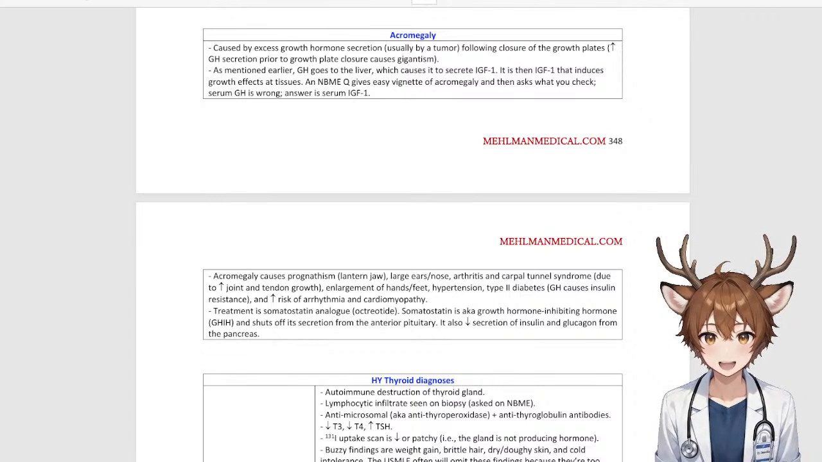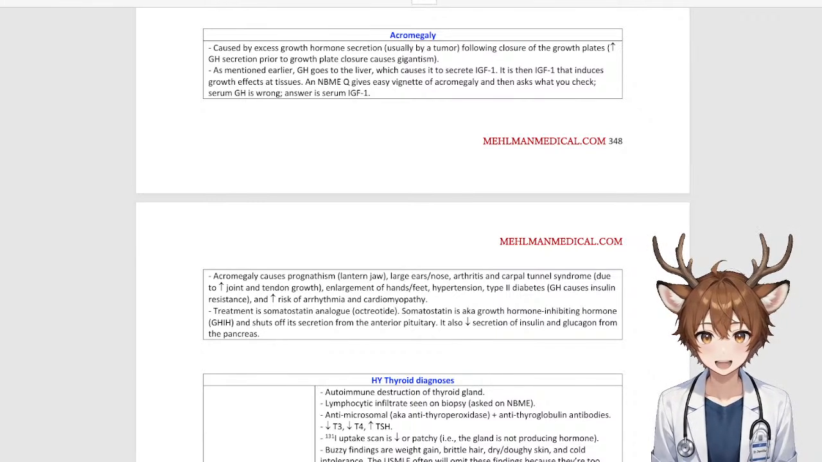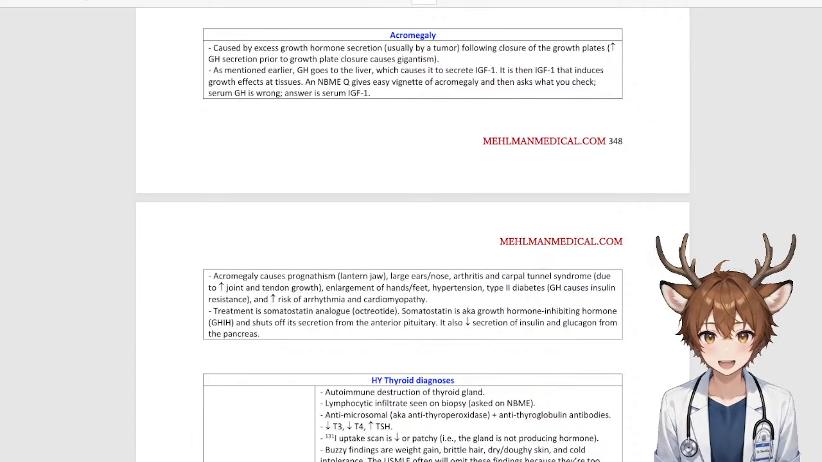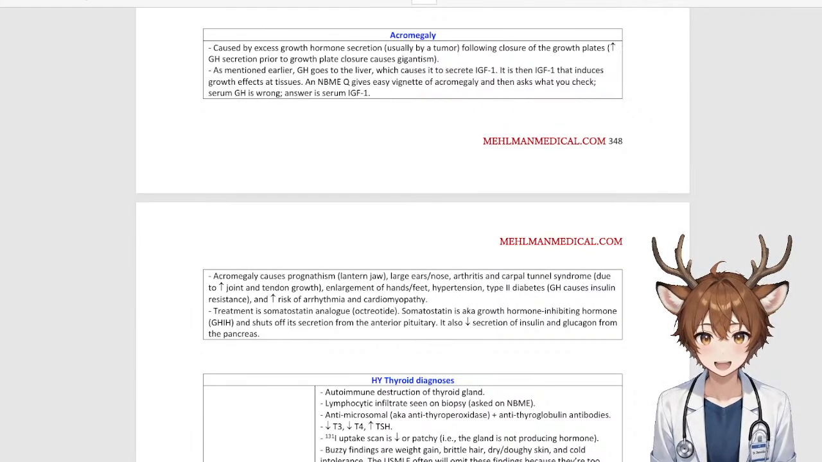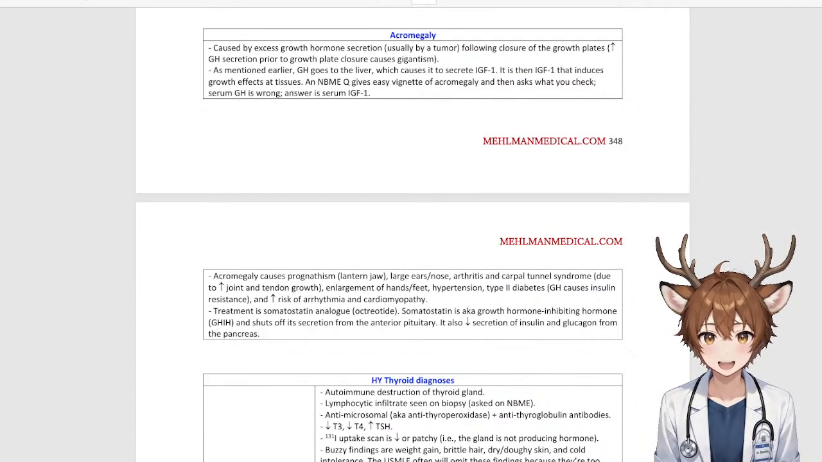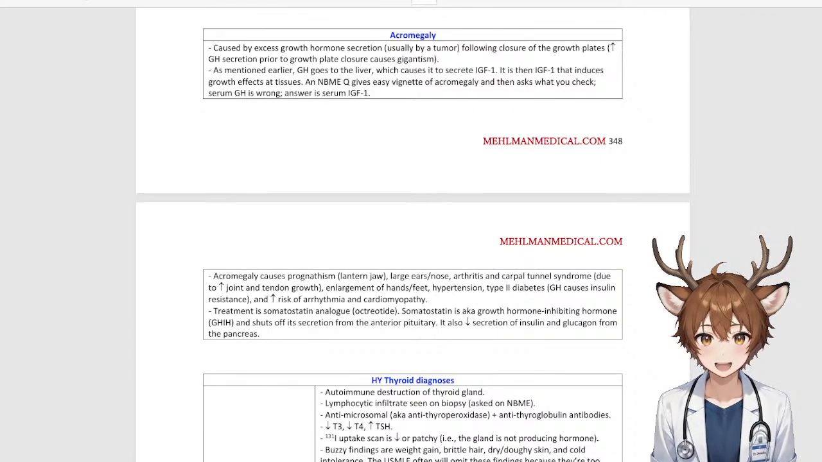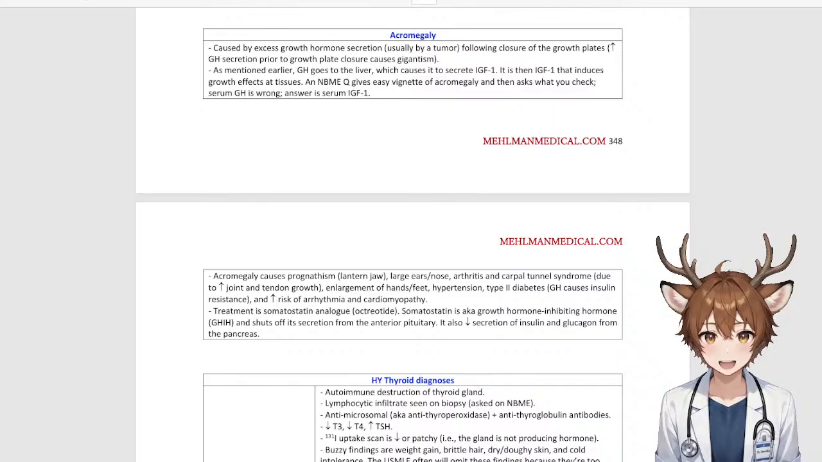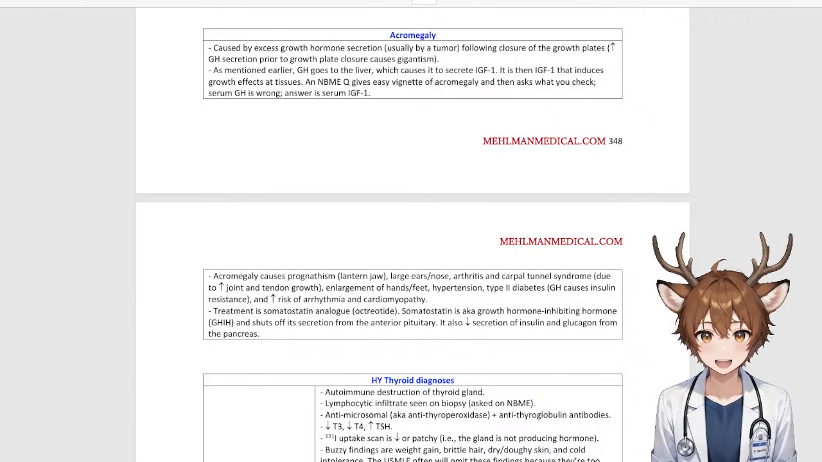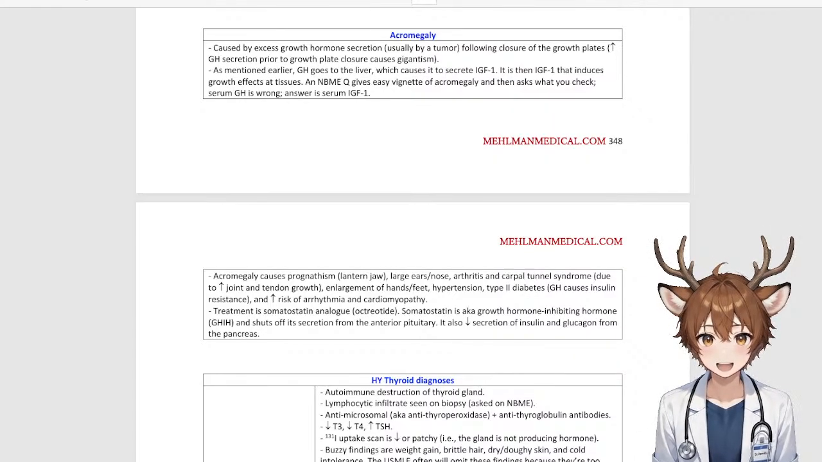Acromegaly. Acromegaly is caused by an excess of growth hormone secretion, usually by a tumor, after closure of the growth plates. Increased growth hormone secretion prior to growth plate closure causes gigantism. So basically, if you are a child, let's say you're 10 years old and you don't have your growth plates closed yet, then you'll get gigantism because your long bones will just continue growing long.